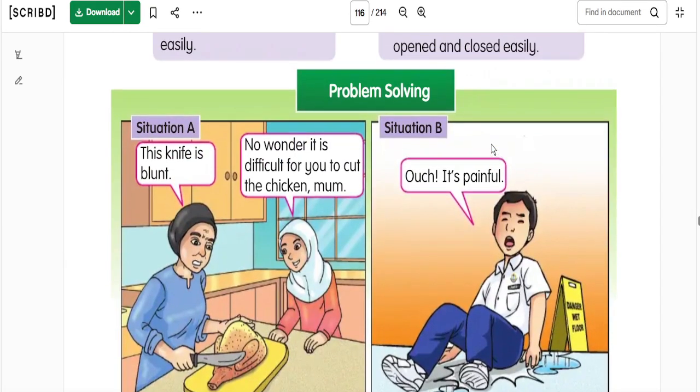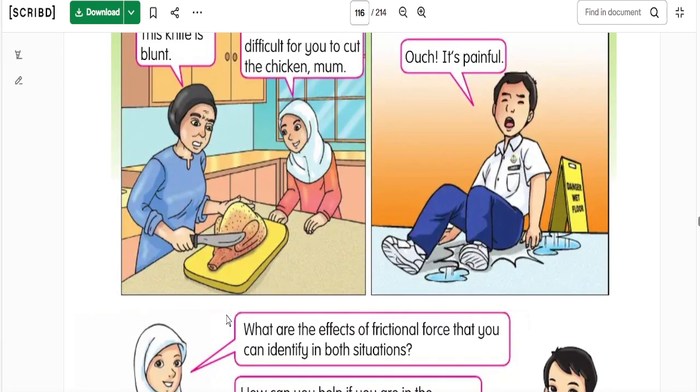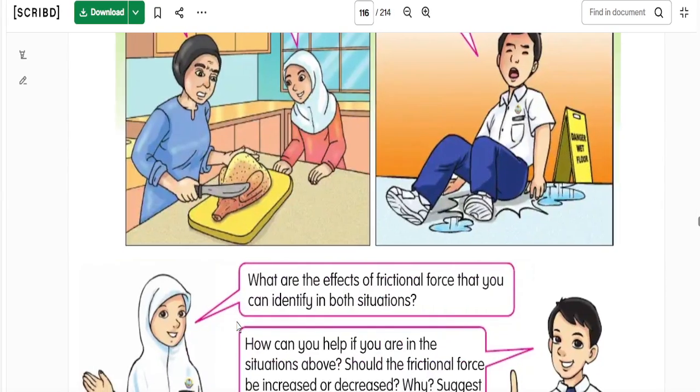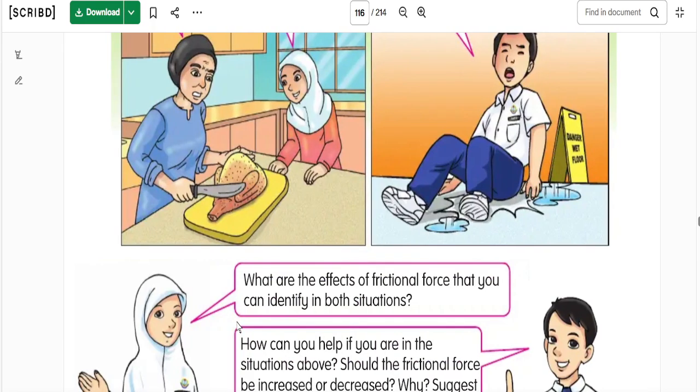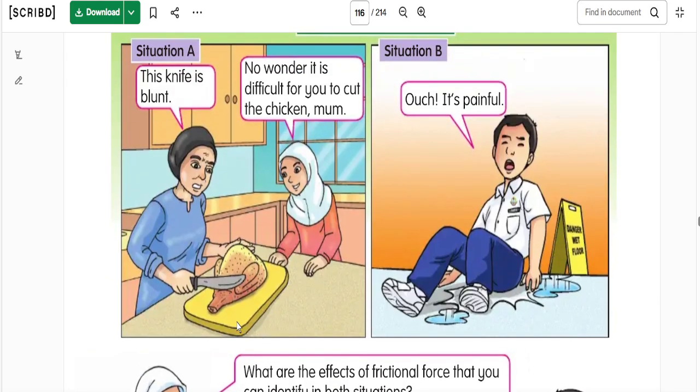So there are some problems to solve. In situation A, she is saying this knife is blunt. No wonder it is difficult for you to cut the chicken, mom. What do you think? If the knife is blunt, why is it difficult for her to cut? Because the knife isn't sharp. When it is sharp, it is easier to cut.